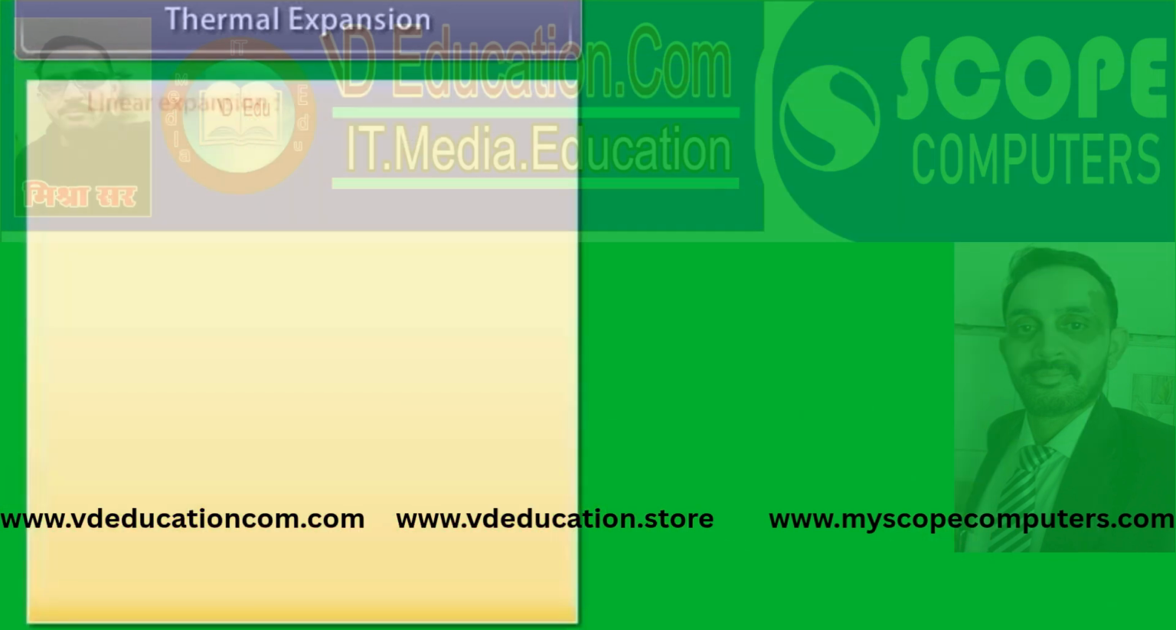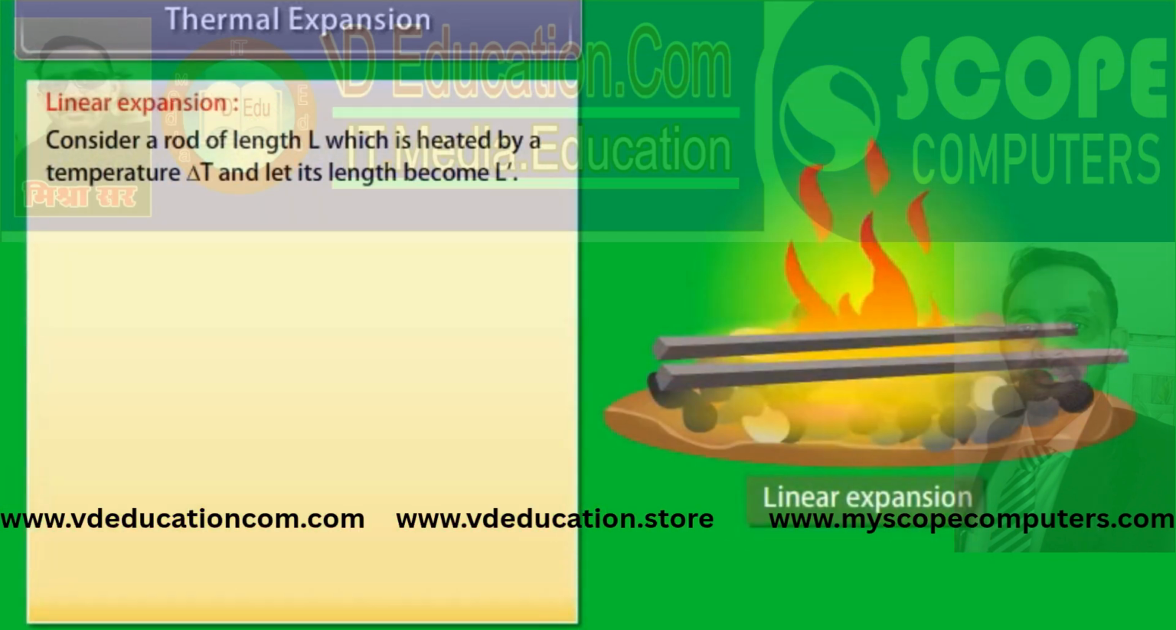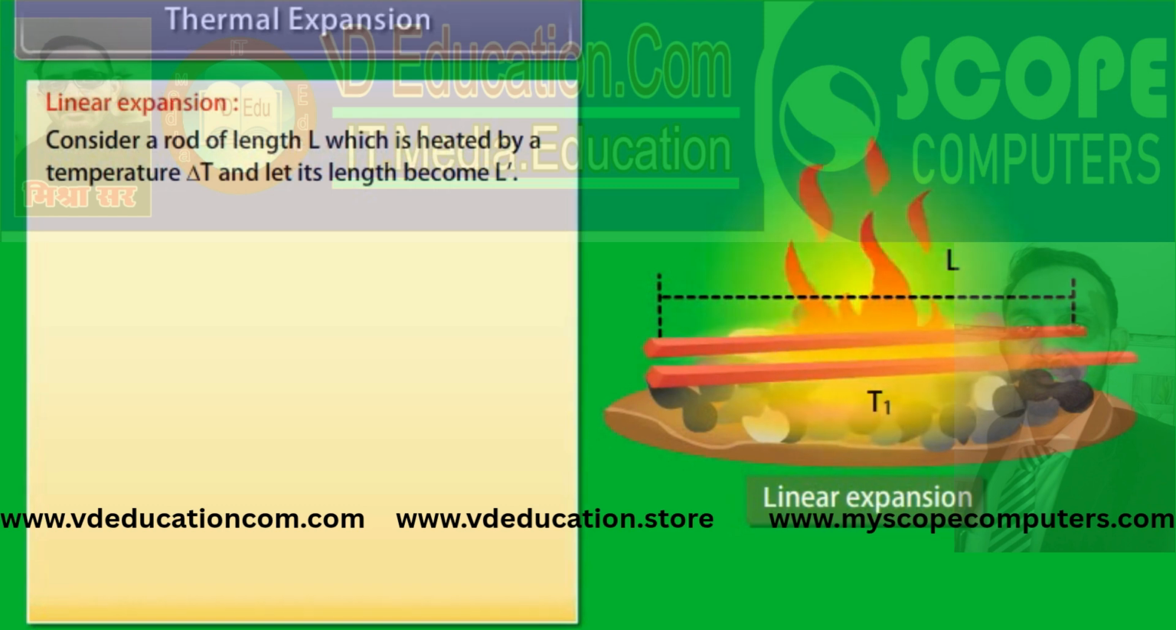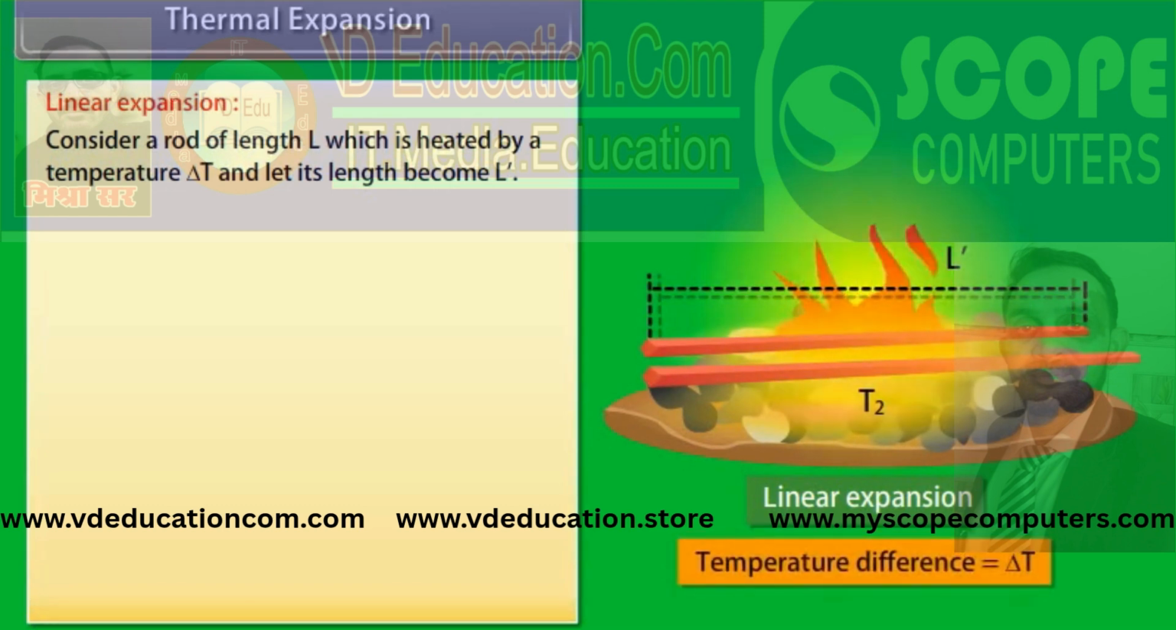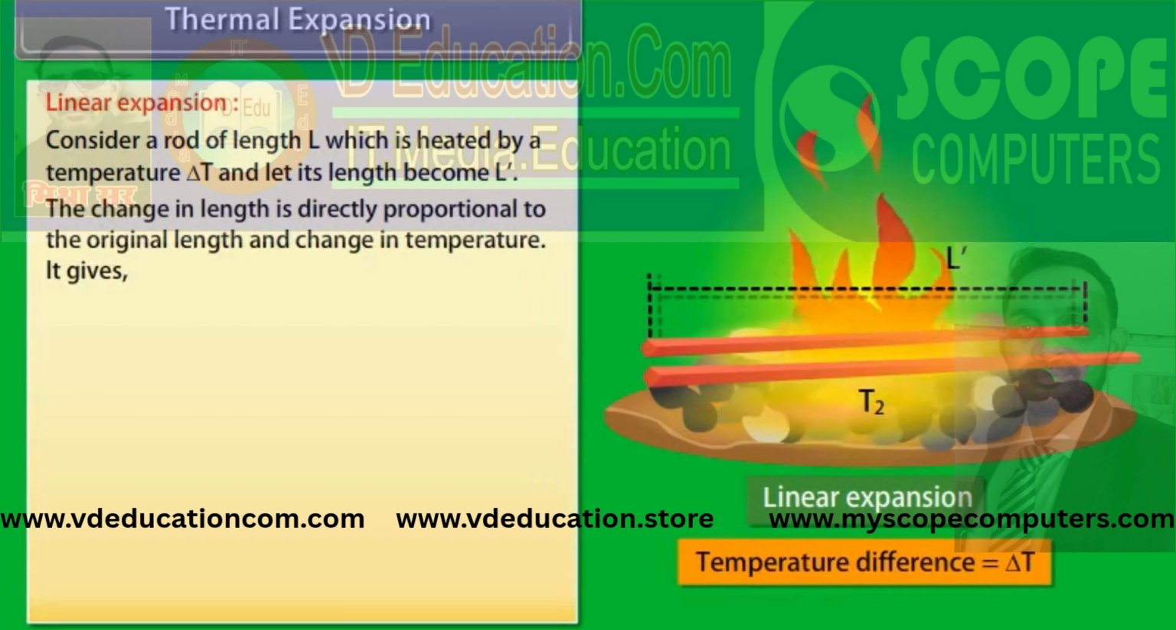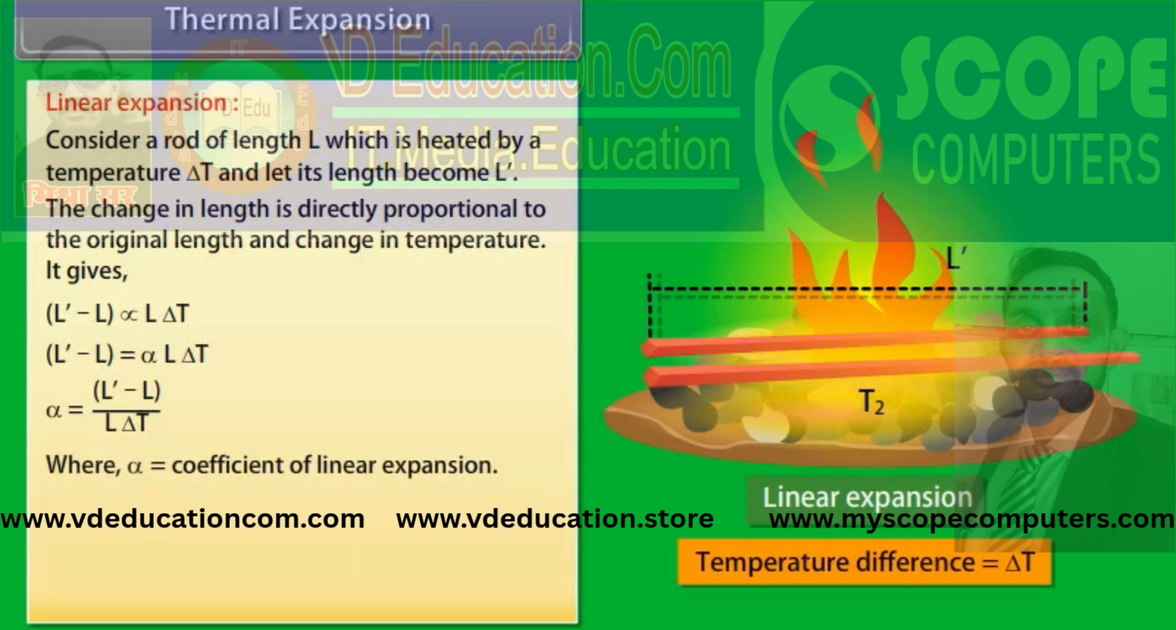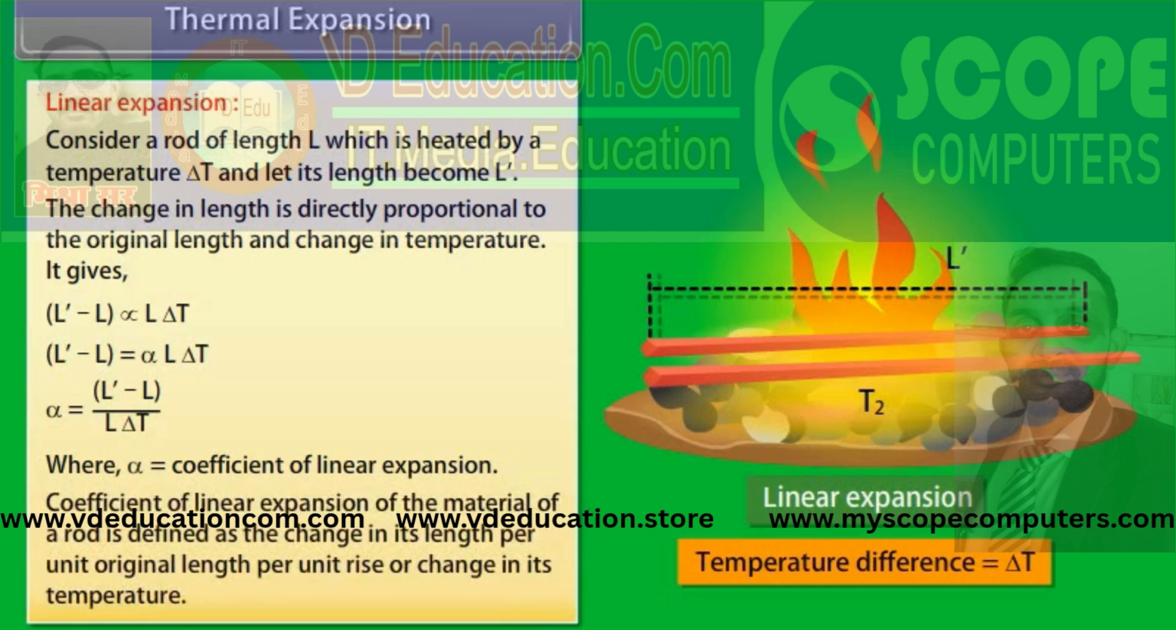Linear expansion. Consider a rod of length L, which is heated by a temperature ΔT, and let its length become L'. The change in length is directly proportional to the original length and the change in temperature. It gives L' − L is directly proportional to LΔT, or L' − L = αLΔT. The value of α is equal to (L' − L)/(LΔT), where α is the coefficient of linear expansion. Coefficient of linear expansion of the material of a rod is defined as the change in its length per unit original length per unit rise or change in its temperature.